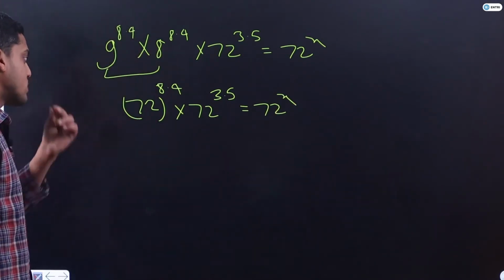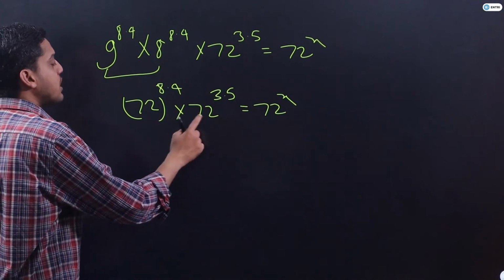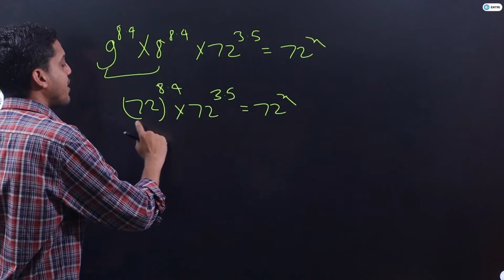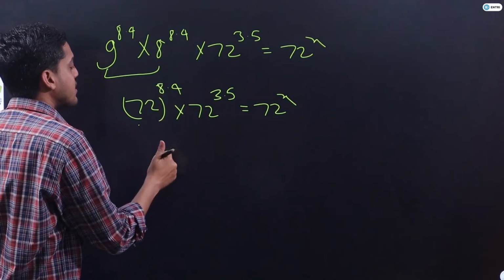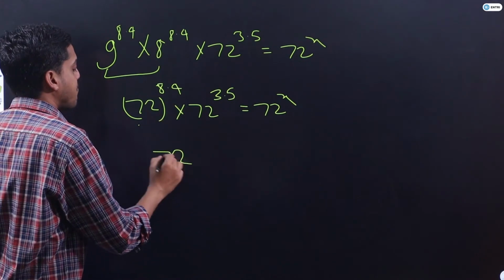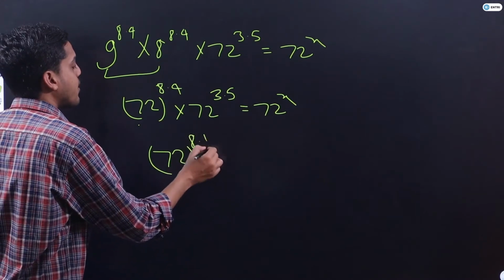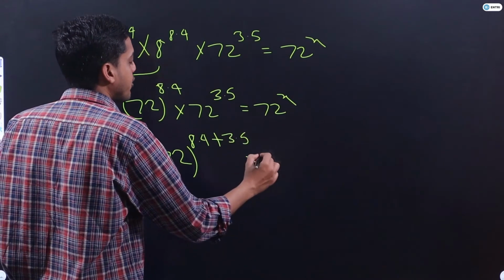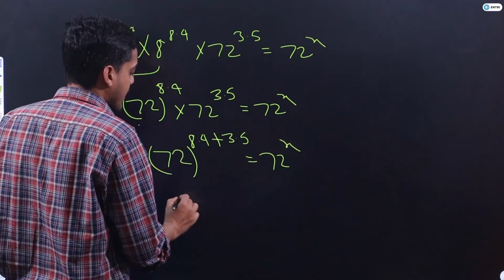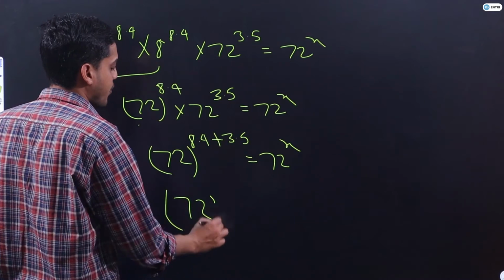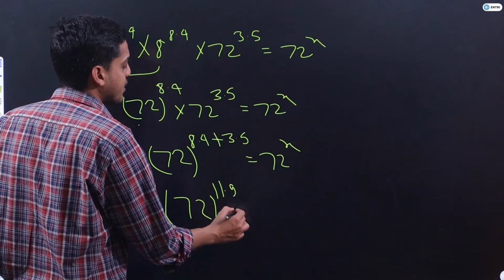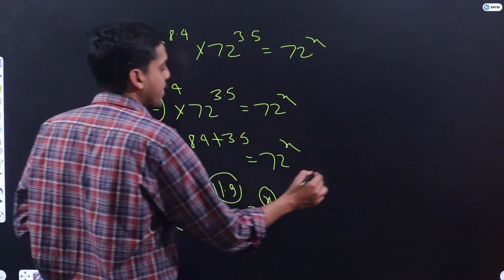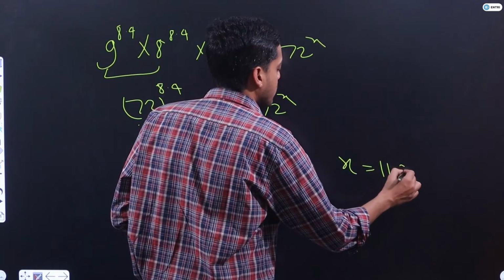So what will happen guys? 72 and 72 are the bases. We are having the same base. So ultimately in multiplication the powers will get added. So you will say 8.4 plus 3.5 is equal to 72 to the power x. Ultimately what is 8.4 plus 3.5? You will say 11.9 is equal to 72 to the power x. So x should be equal to 11.9. That is the correct answer for this question.